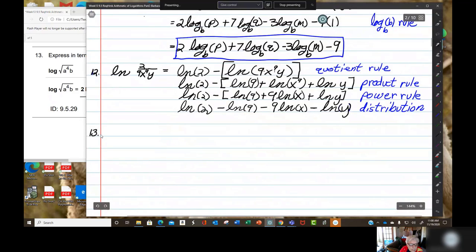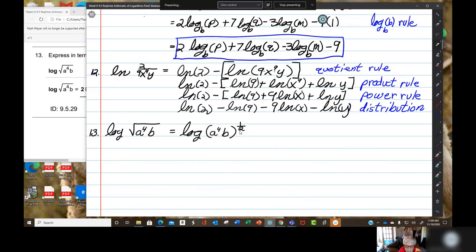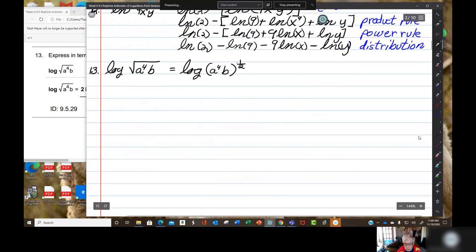Okay, the log of the square root of a to the fourth times b. First thing I have to do, you always want to think of peeling an onion. You've got to go from the outside in. So this is going to be log a to the fourth times b to the 1/2 power, because square root and 1/2 power are the same. But now we can use the power rule. So let's do that. 1/2 times.